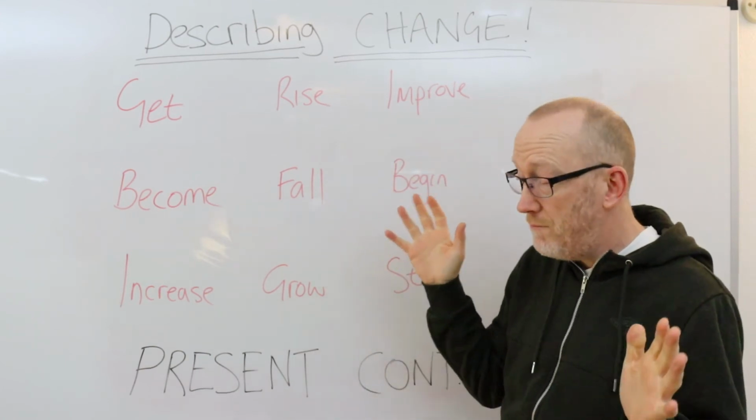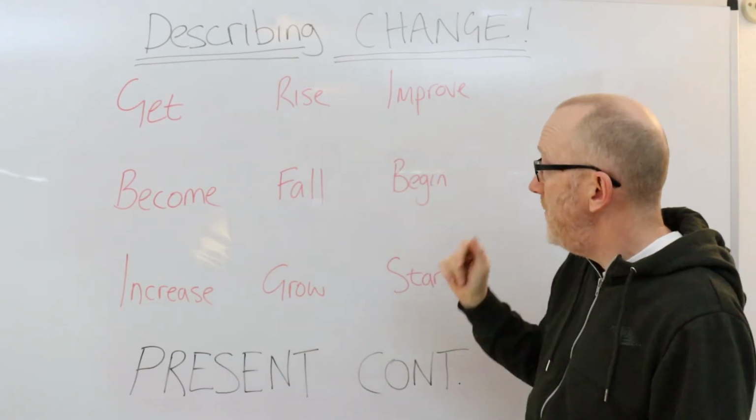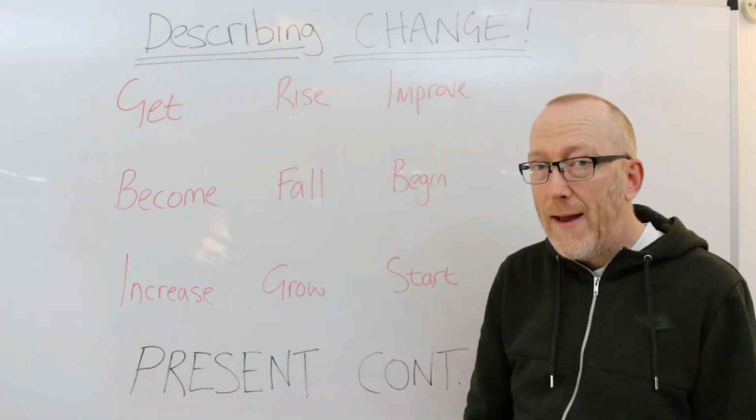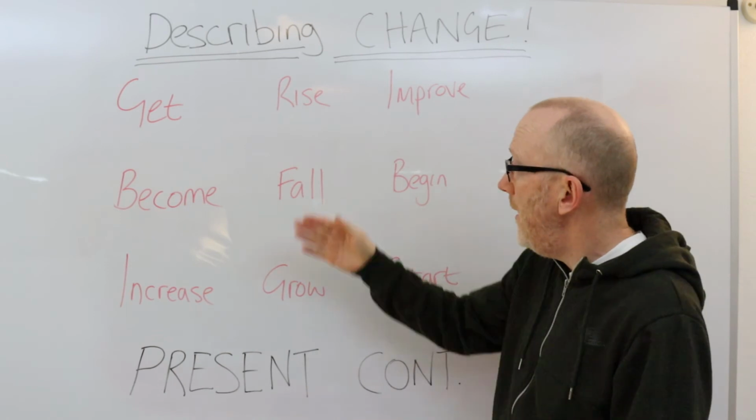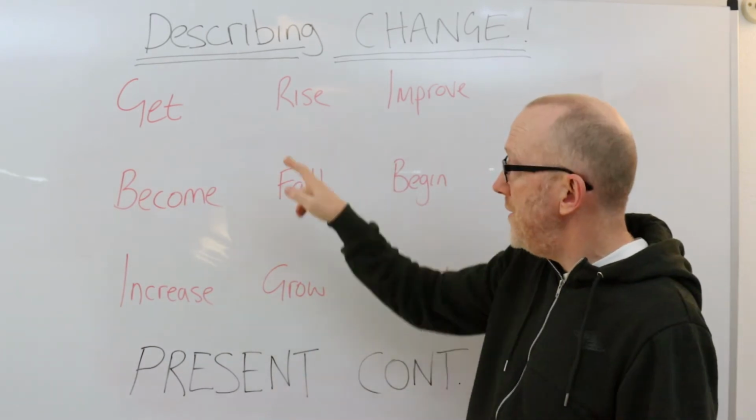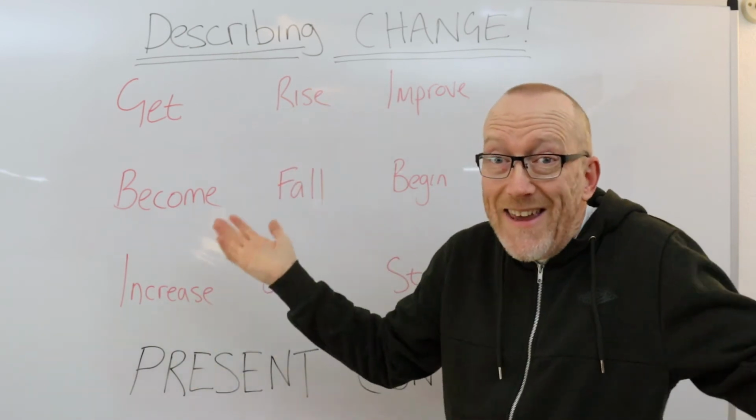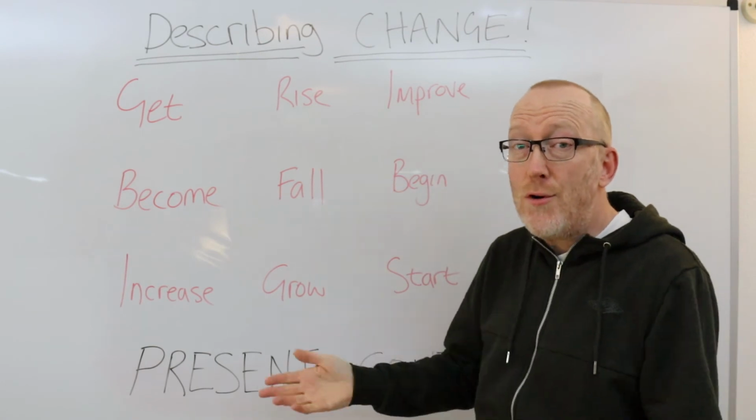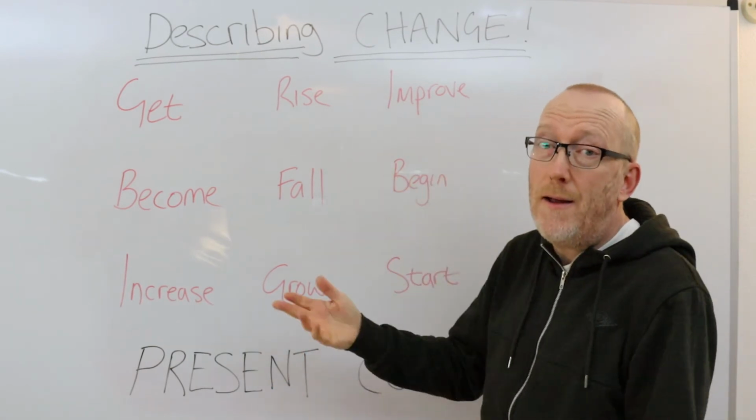The same for the rest of these verbs as well. Rise or improve. Rising and improving kind of mean the same thing, you know. Let's talk about sales of iPhones are rising. They're getting better. Yeah? Sales of iPhones have improved or are improving this month.